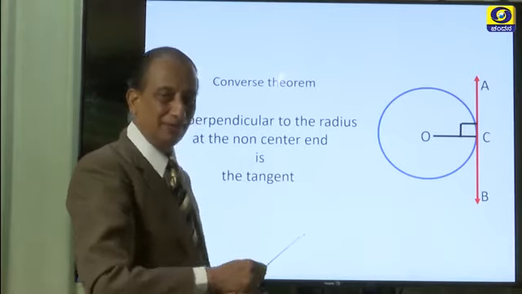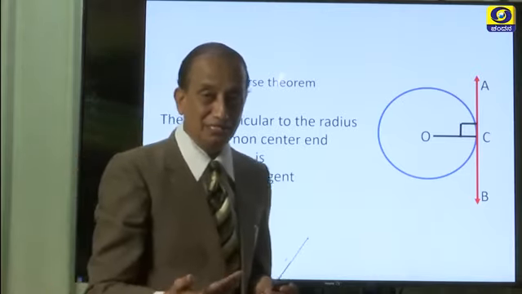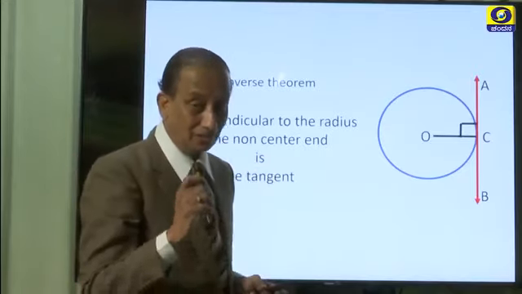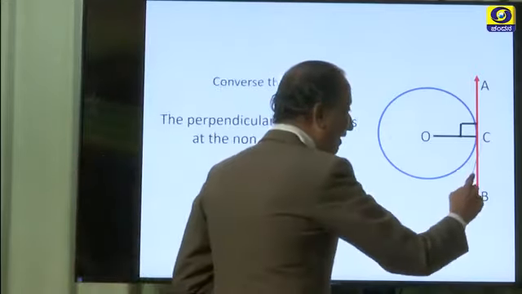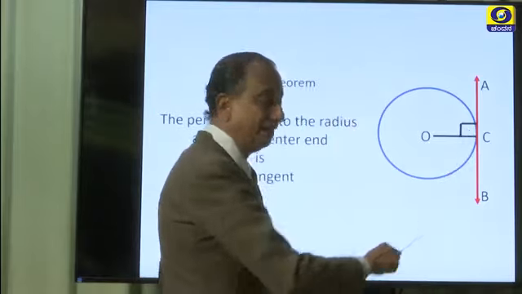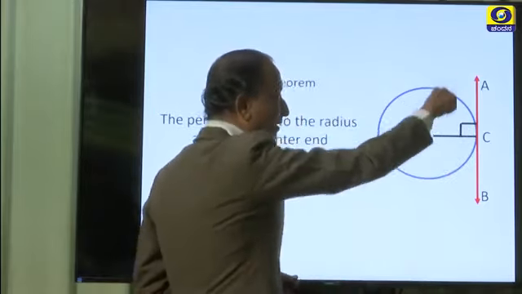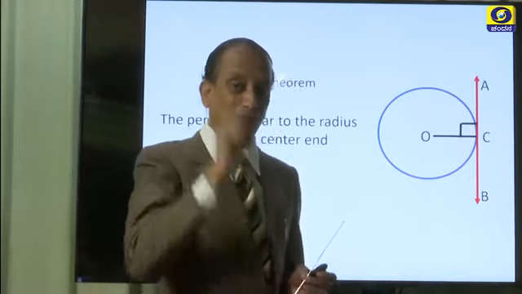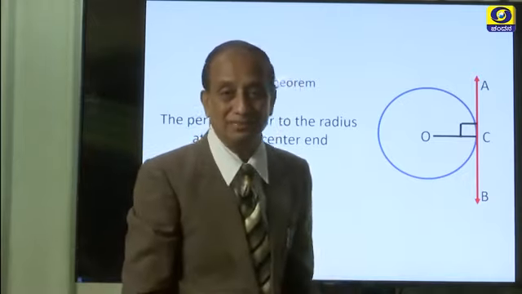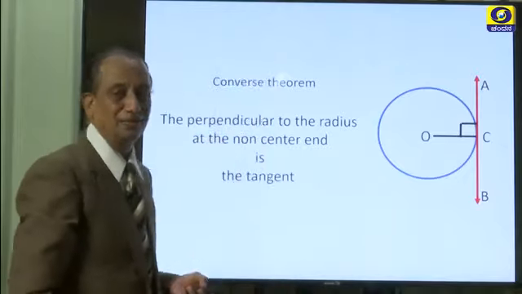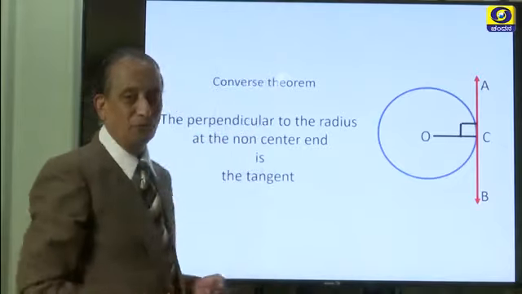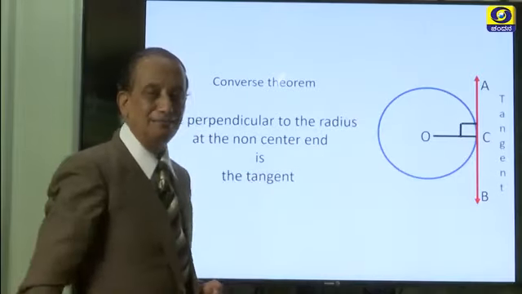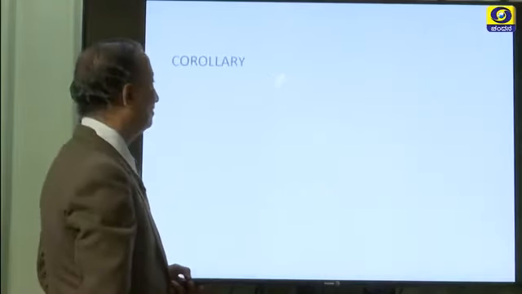So children, please compare: the radius and the tangent at the point of contact are perpendicular to each other, whereas the converse is: the perpendicular to the radius at the non-center end. If you happen to draw a perpendicular like this, it is going to touch the circle at only one point, therefore it has to be the tangent, and this is the converse to the 4.1 theorem. Our straight line AB is nothing but our tangent.